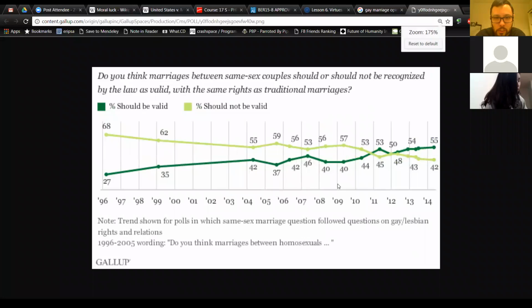Yeah, so this is a Gallup poll. Do you think marriages between same-sex couples should be recognized by the law as valid or not? So this is polling from back in the mid-90s, 1996, up to 2014. And in this time period, the Supreme Court decided that gay marriage is legal all across the country. Twenty years ago, in the mid-90s, the public opinion was against gay marriage quite strongly, 68%, almost 70% against gay marriage, and only 30% for gay marriage.